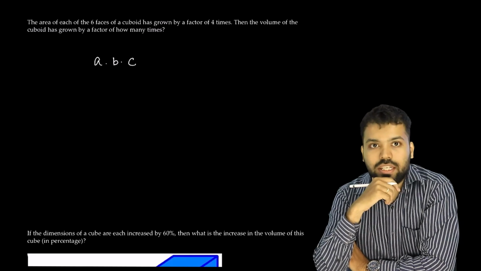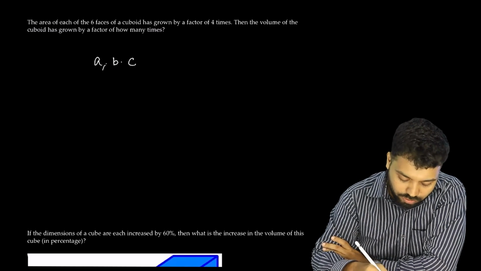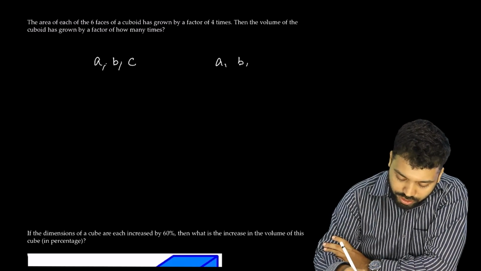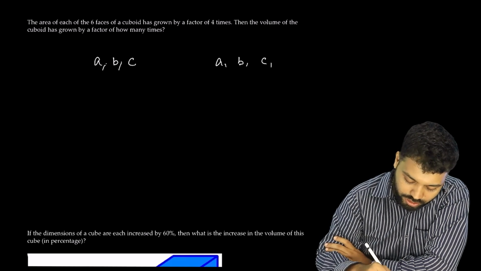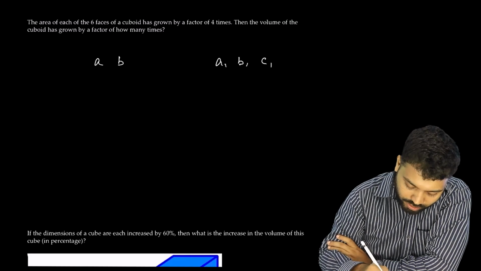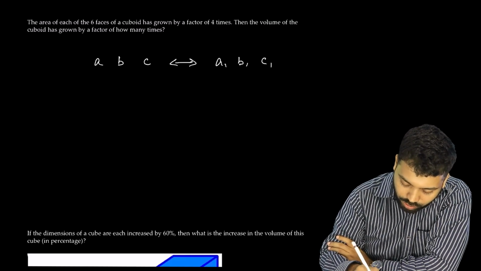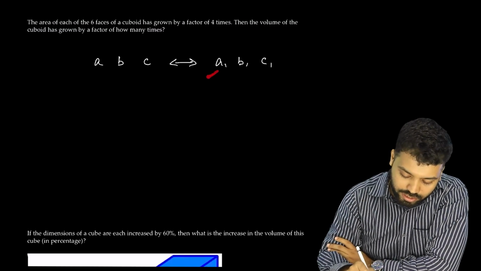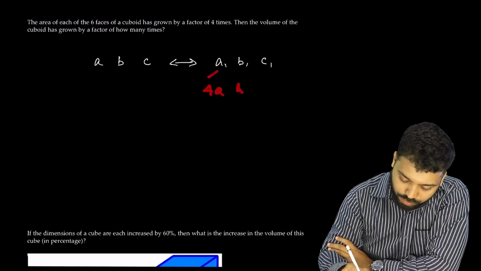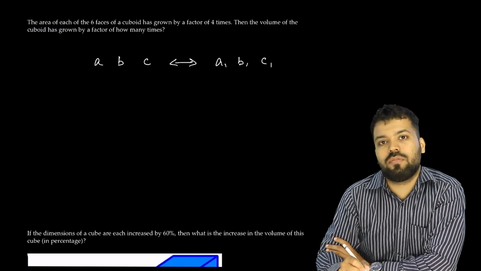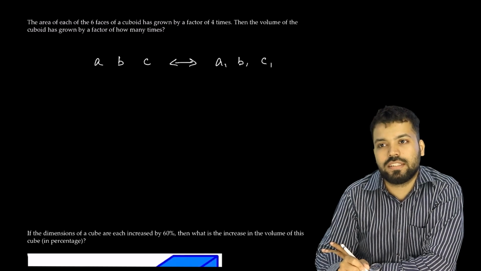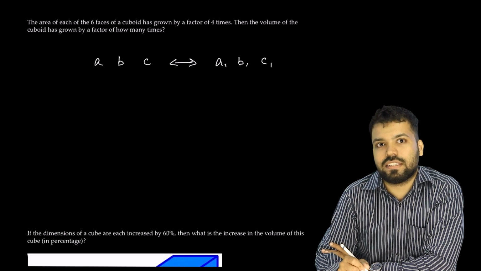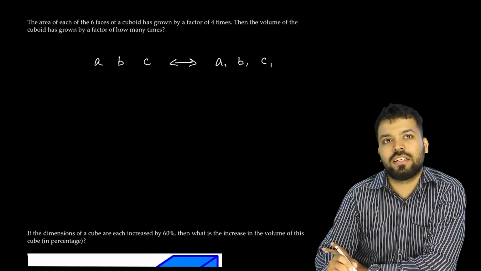Okay, let A, B, C be the original lengths, and A1, B1, and C1 the new ones. What has happened? He is telling us A1 is nothing but 4A, this is 4B, and this is 4C, that each of them has increased by 4 times. Is it the case? No, because the area is increased only by 4 times, not the total area. What they are told is that each of the surface areas increased by 4 times.